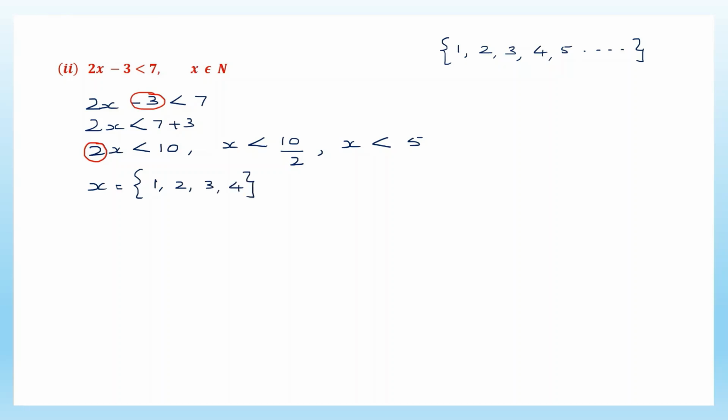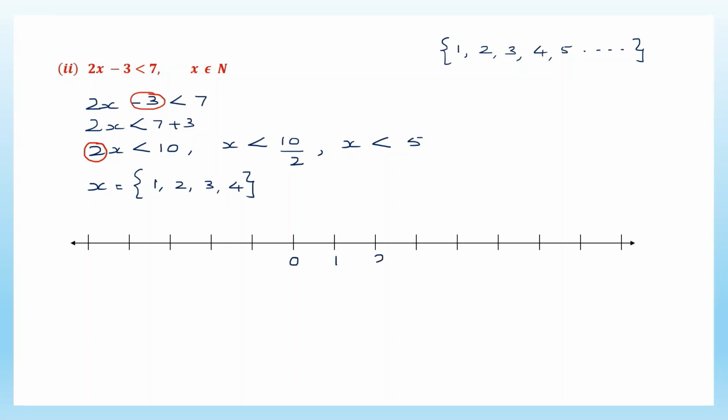So now let's show this on the number line. Draw a number line and let's have numbers 0, 1, 2, 3, 4. We can write a few numbers on both sides, the negative and the positive, and then show only what is required. So here we have to show 1, 2, 3 and 4.